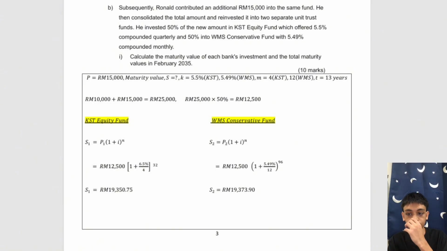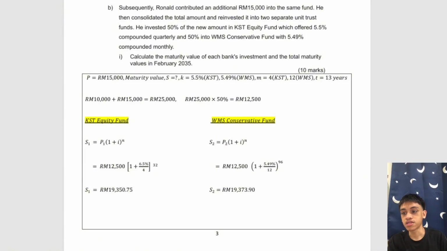So the formula that I use is S equal to P(1 plus I)^N. Put the numbers in the formula and you'll get 12,500 for the P, 1 plus 6.5% over 4 for I, and 32 for N. Calculate it using your calculator and you'll get 19,350.75. That is for KSD equity fund.